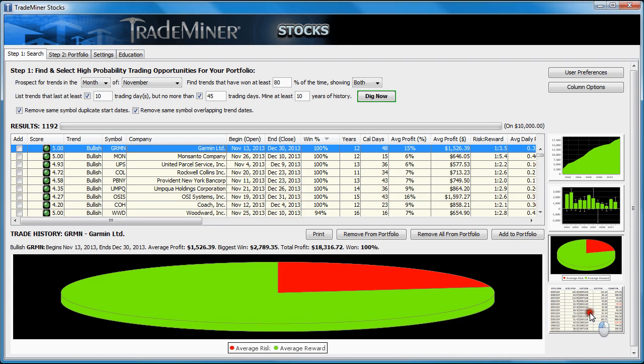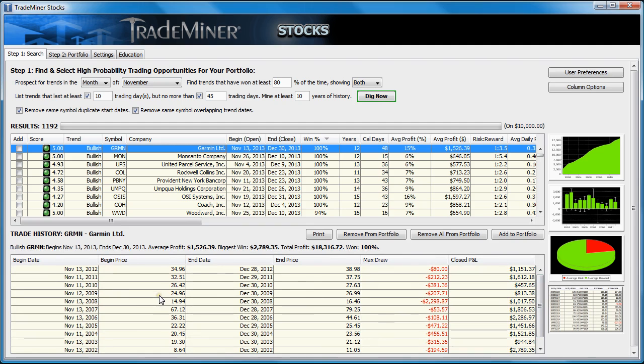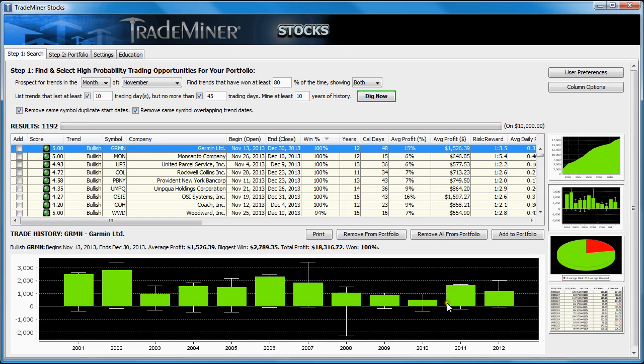And then this last tab is just a simple table of all the individual trades, and it shows, working through the weekends, November 13th, 2012, we had a beginning price of $34.96, ending date was December 28th, the ending price was $38.98. We had a drawdown of $80 for a closed profit of $1,151. And so you can go through and see each individual trade's specific information about the trades that happened that year. And that is just a quick rundown of the Charts tab window.